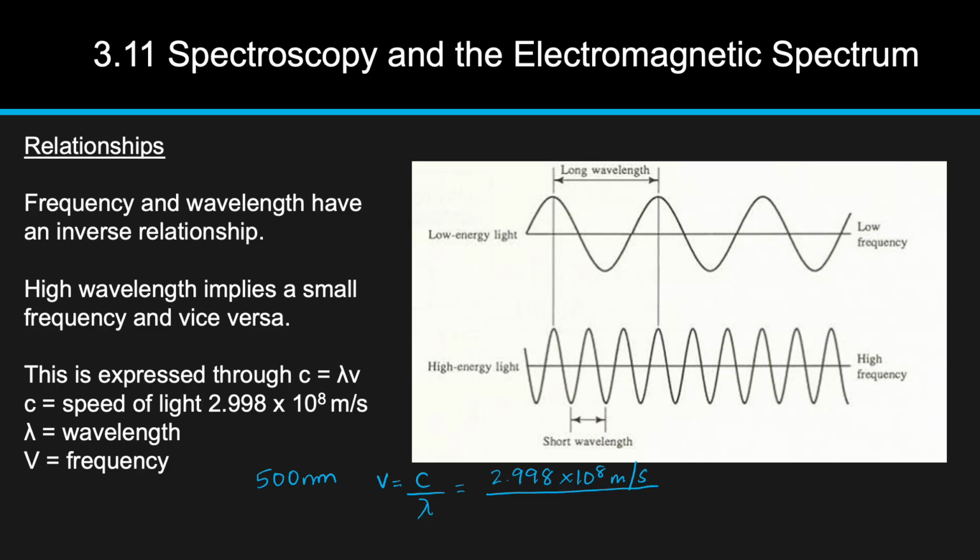And we have 500 nanometers, and we can see in our constant we have meters, so we need to convert nanometers to meters. I know that 1 nanometer is going to be equal to 1 times 10 to the negative 9th meters. So I will have 500 times 10 to the negative 9th, or 5 times 10 to the negative 7th, and that will be meters.